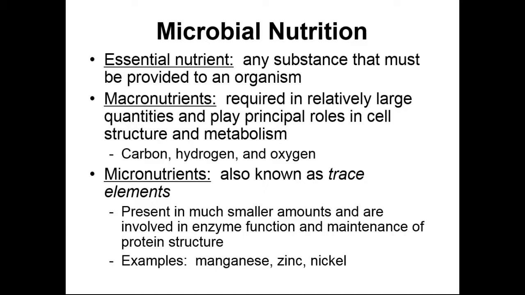Of our essential nutrients, we have macro and micronutrients. Macronutrients are essential nutrients that are required in relatively large concentrations. These macronutrients, generally speaking, are going to play a principal role in the cell structure and metabolism. These are the essential building blocks. You can think of carbon, hydrogen, oxygen, so on and so forth. There's also phosphorus and sulfur mixed in, and nitrogen as well mixed in there.